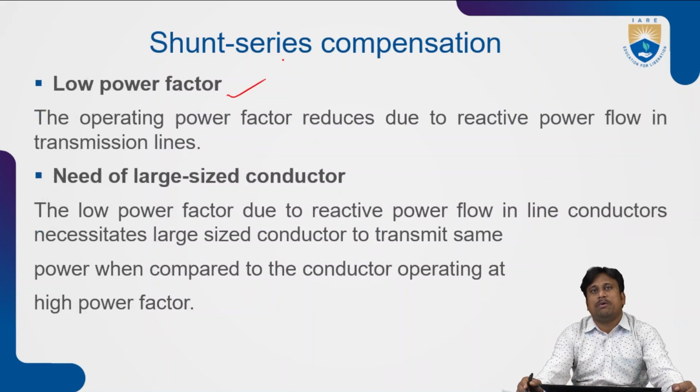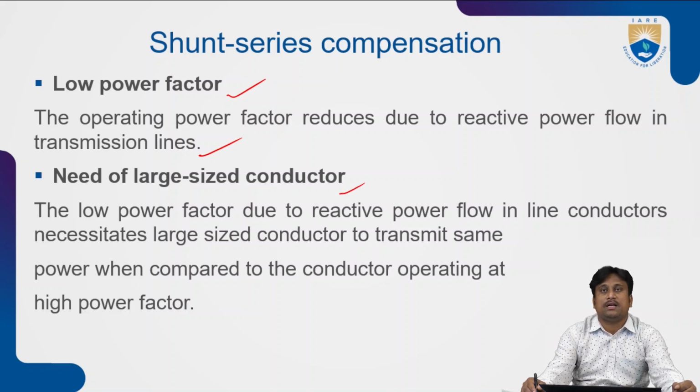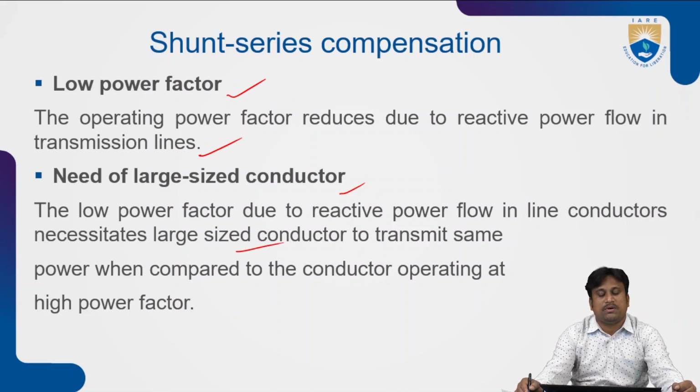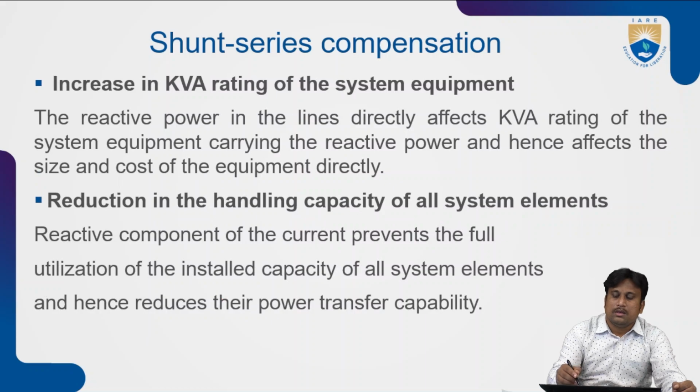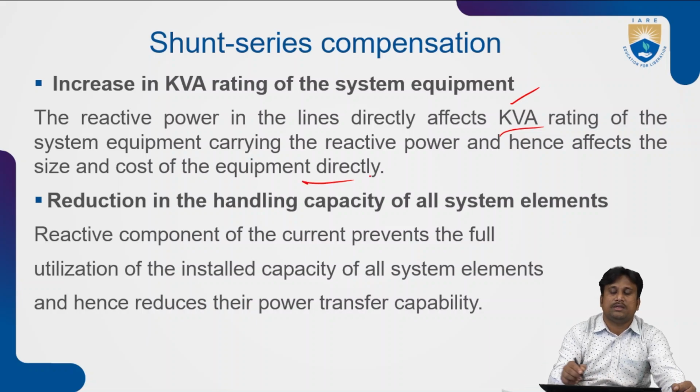Coming to the low power factor case, the operating power factor reduces due to reactive power flow in the transmission network. There is also a need for large sized conductors. Low power factor due to reactive power flow in the line necessitates larger conductors to transmit the same power, compared to conductors operating at high power factor. Then there is an increase in the kVA rating of the system equipment. Reactive power in the lines directly affects the kVA rating of the equipment, since it carries the reactive power, and hence affects the sizes and costs of the equipment directly.